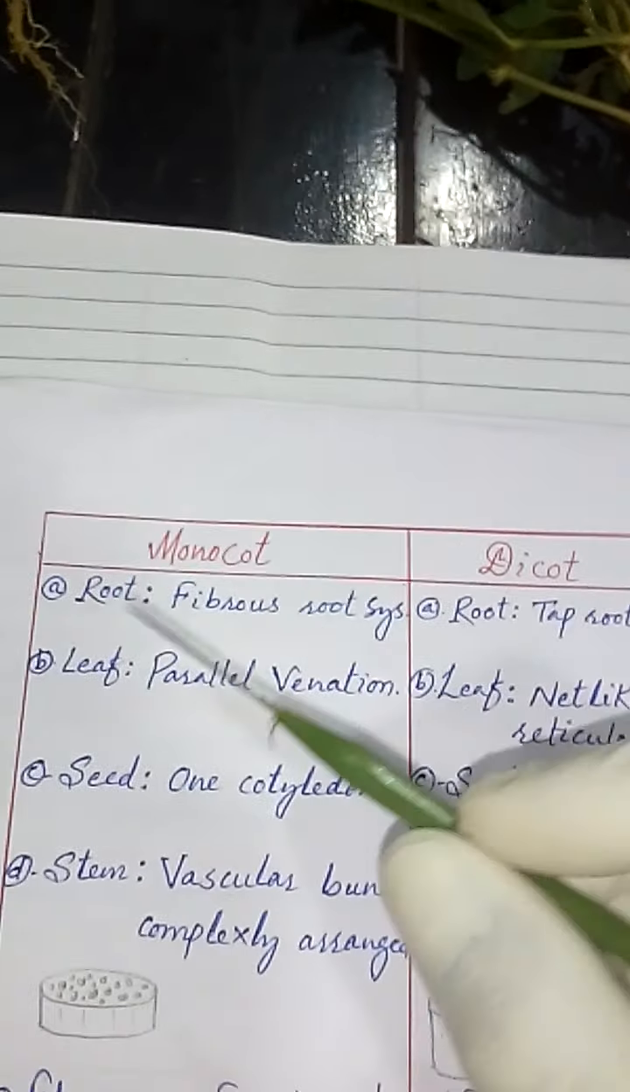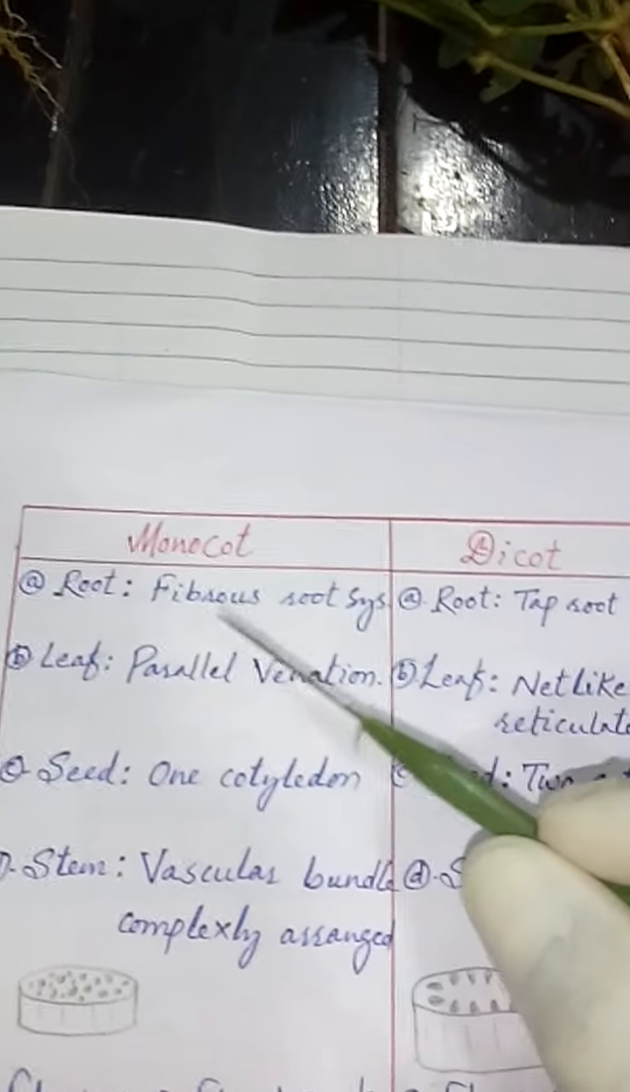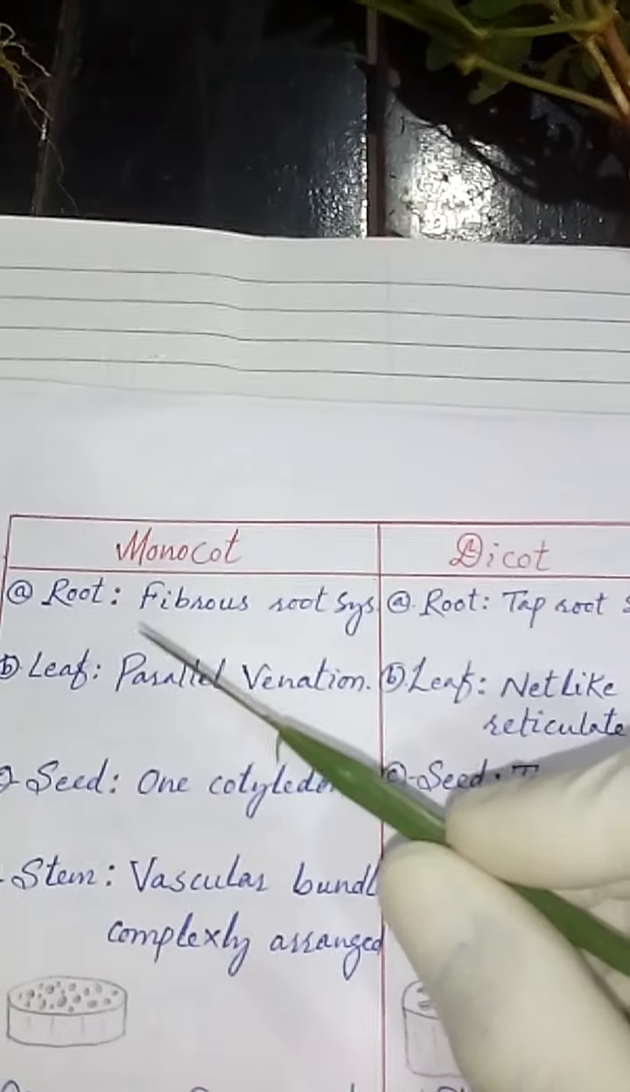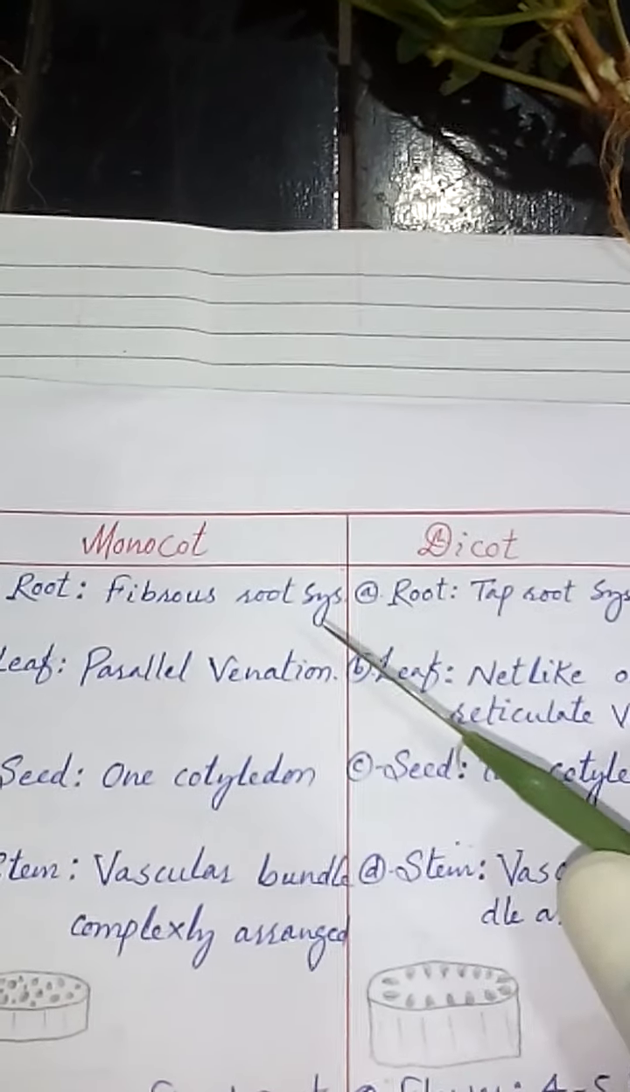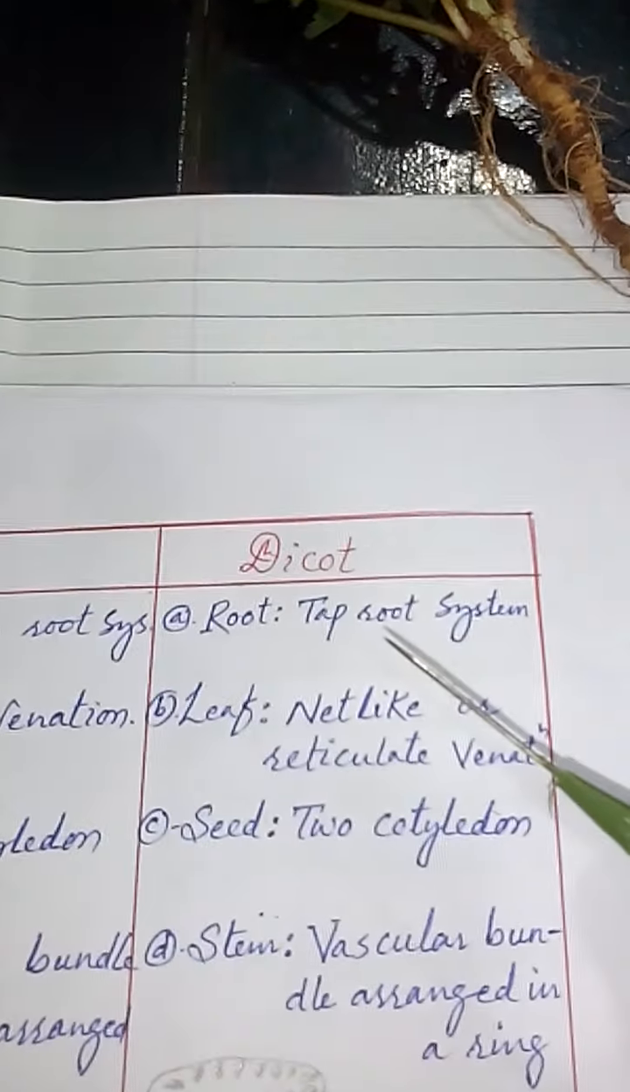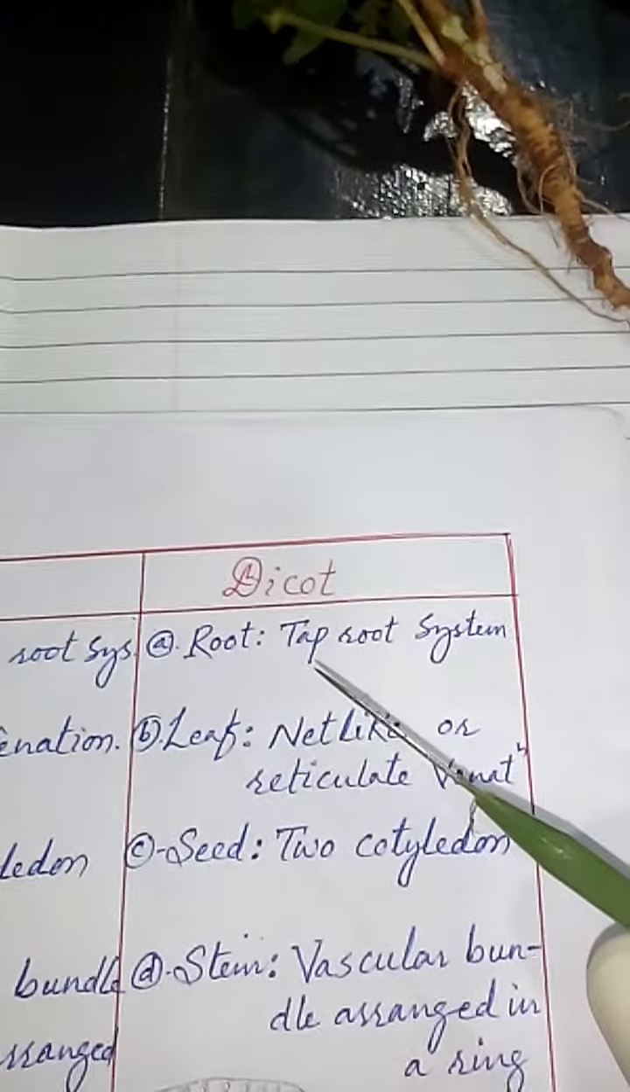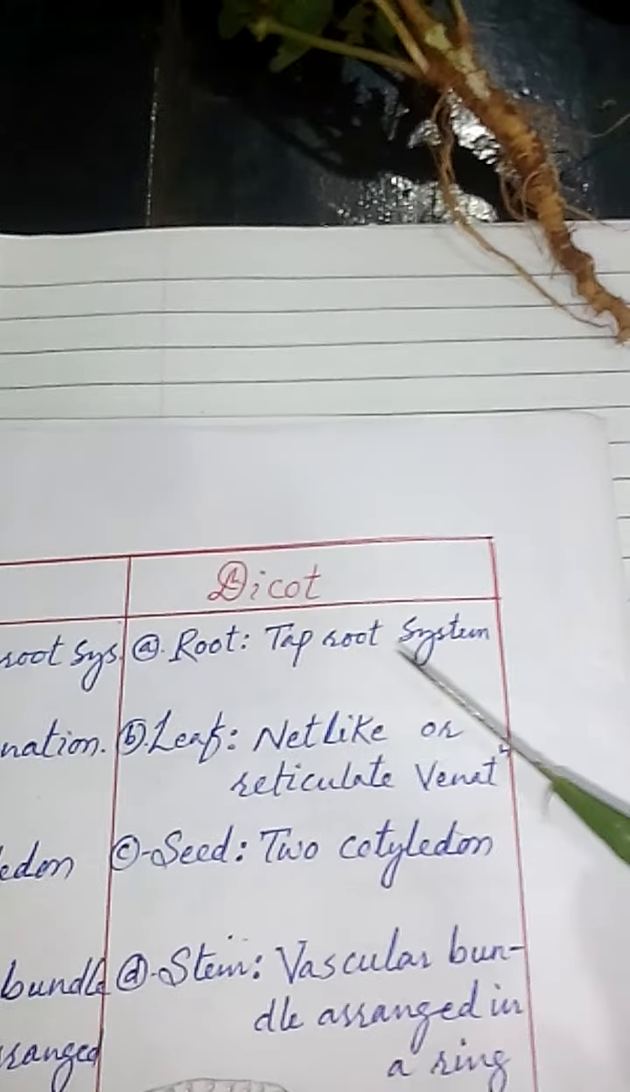The monocotyledonous plant has a fibrous root, which means it shows the fibrous root system, while the dicotyledonous plant shows the taproot type of root system. And there is a difference between the fibrous root system and the taproot system.